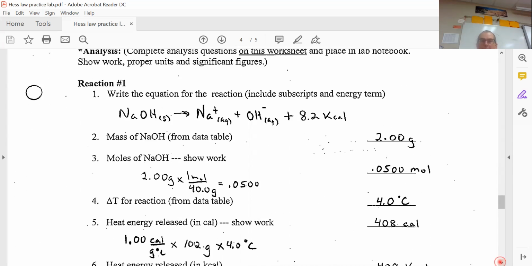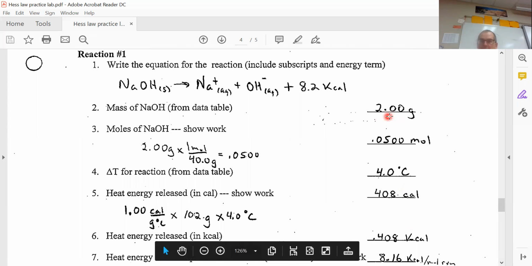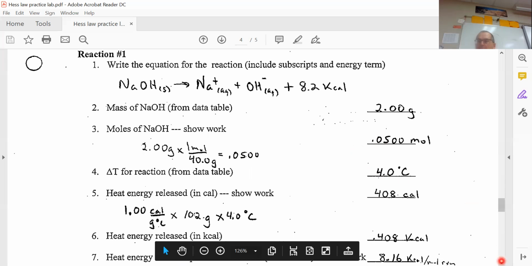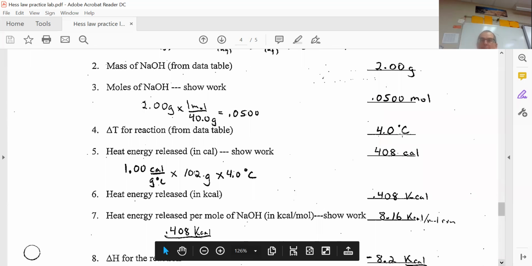This was the first reaction. We actually put in about 2 grams. I think that was the instructions. Let's say I exactly put in 2 grams. I can convert that to moles. My temperature change went up by 4 degrees, but my thermometer reads to the nearest degree, so I'm going to estimate one place past that reading.